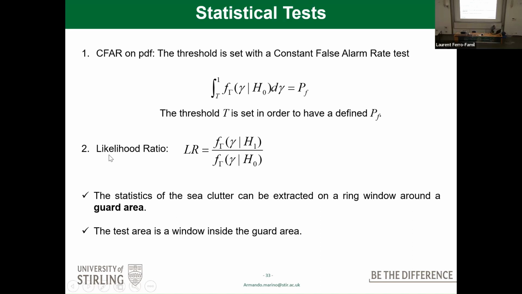Another way is to use a likelihood ratio test, where on top you have the PDF of your target, hypothesis 1, and at the bottom the PDF of your clutter, hypothesis 0, and then you set a threshold based on that. By far the most used one is the CFAR, constant false alarm rate, which is based only on the probability of false alarm. This is because in most cases we don't know the distribution of our target.